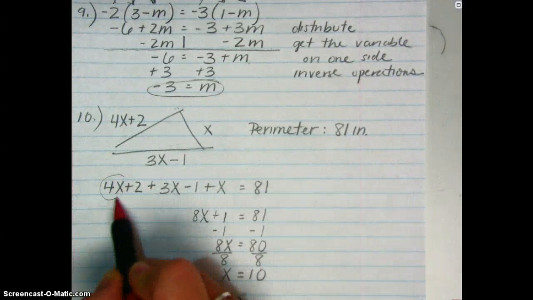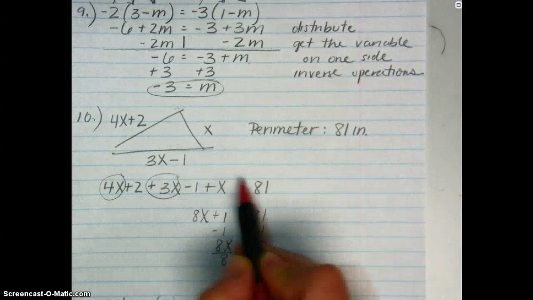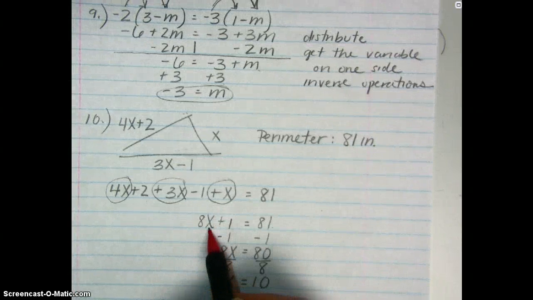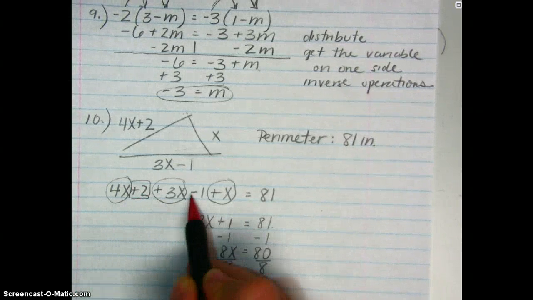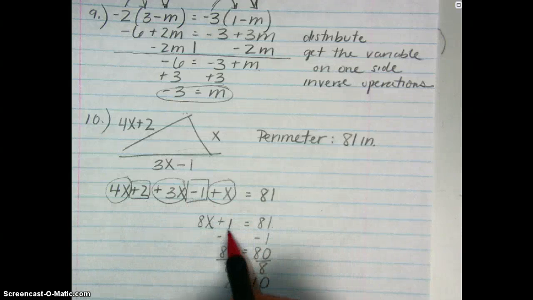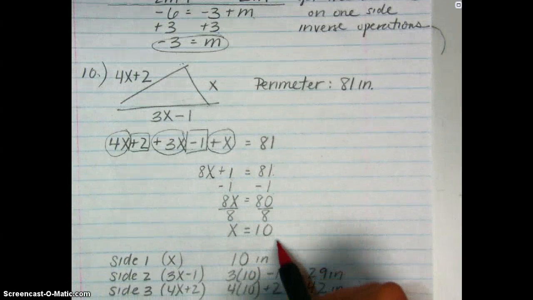Okay, I combined like terms, 4x plus 3x plus x is 8x, 2 plus -1 is 1. And then I can solve this equation for x. Take away 1, divide by 8, I get x is 10. However, I'm not done because the question was, what would the length of each side be?